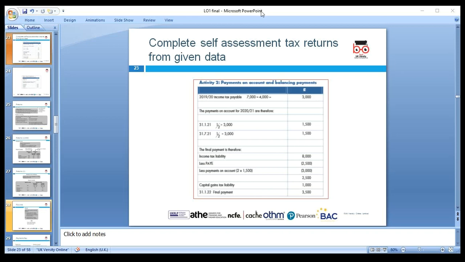Can you see? Yes or no? Hello? So, can you complete a self-assessment tax return from given data? Okay, you can't see it there. Okay, no problem, I'll share with you. I think I need to click the window. Can you see this one?